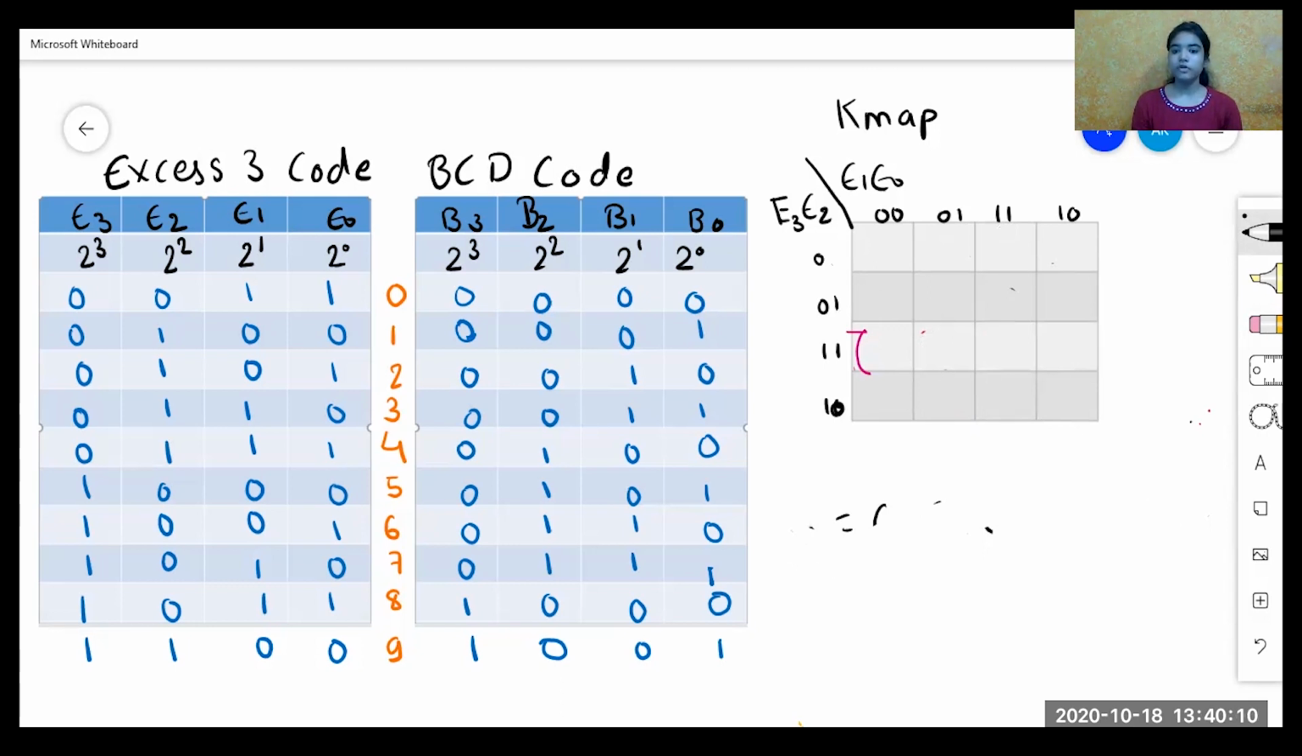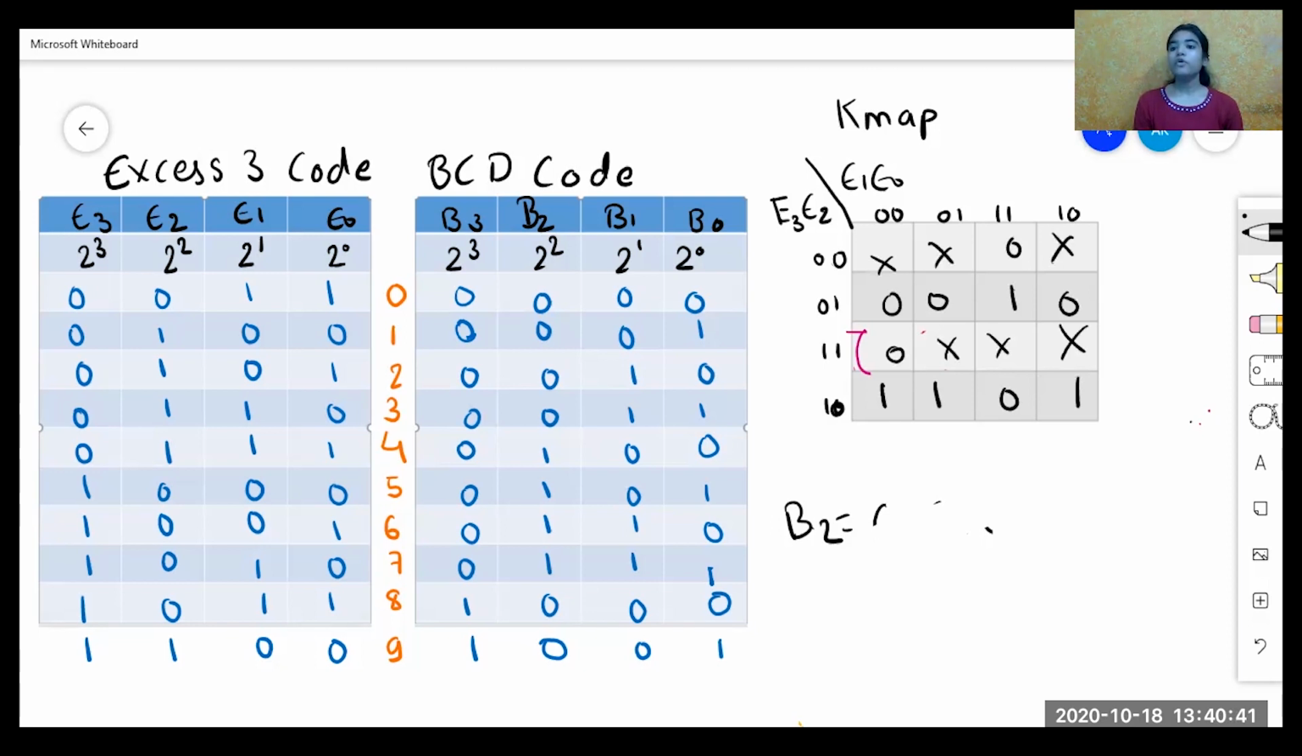Okay, so for B2, look at the column in B2 and see where there are ones. We see the XS3 code for 4, 5, 6, 7 are 1. So we fill those cells with ones. These are my cells with ones and these are my cells with zeros. And again the remaining cells we fill with a cross mark, that is our don't care condition.